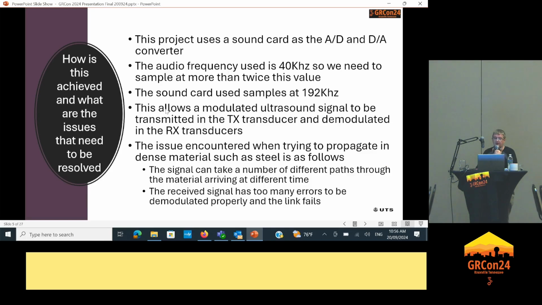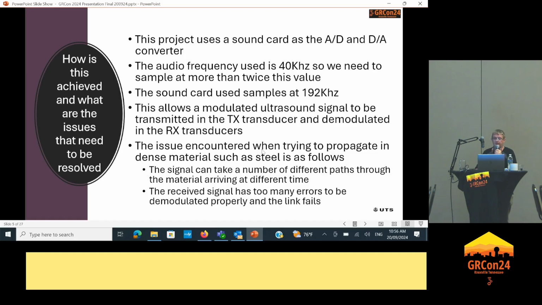So how is this achieved, and what are the issues that need to be resolved? The project uses a sound card as an analog to digital and digital to analog converter. And this is an alternative way of using GNU Radio if you're not using an SDR. The audio frequency used is 40 kilohertz, so we need to sample at more than twice that value as per the Nyquist theorem. And the sound card uses a sampling rate of 192 kilohertz, which is more than 4 times the value. So this allows a modulated ultrasound signal to be transmitted in the transmit transducer and demodulated in the receive transducer.